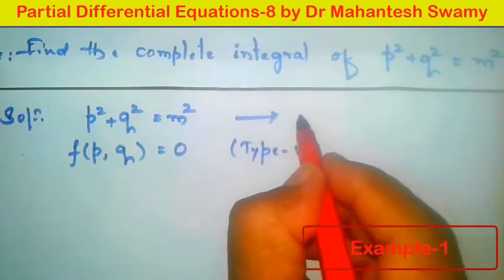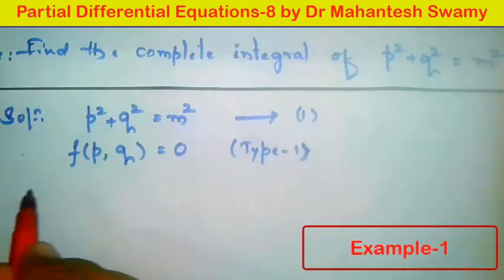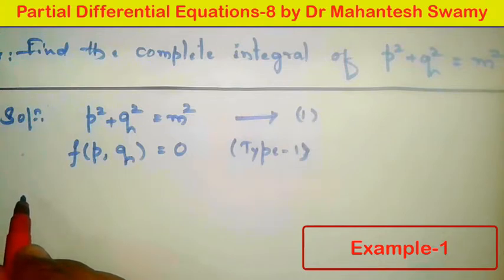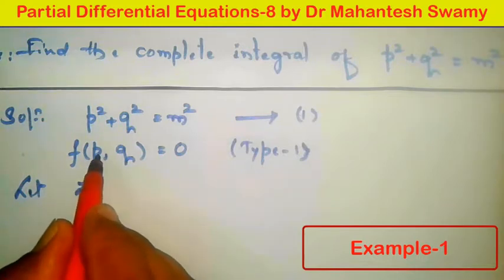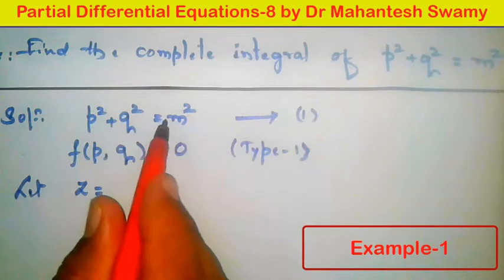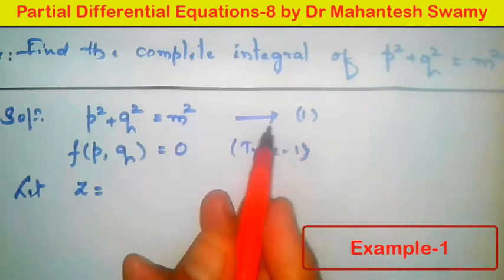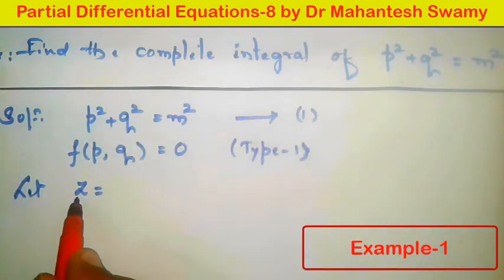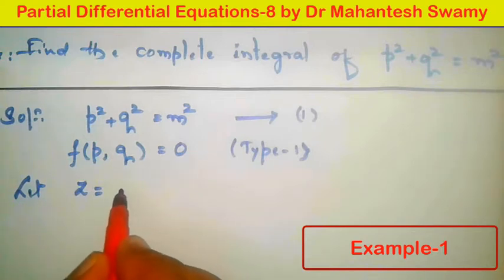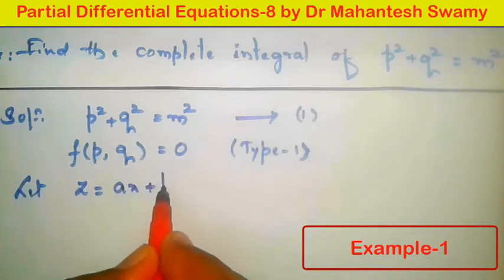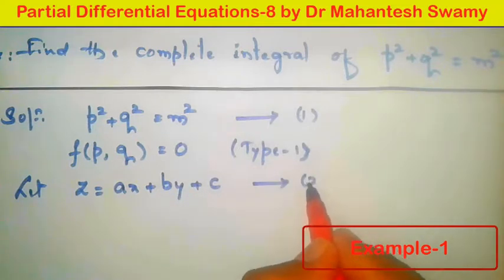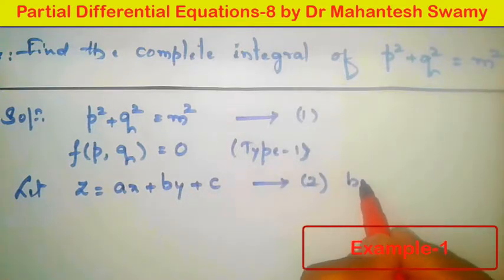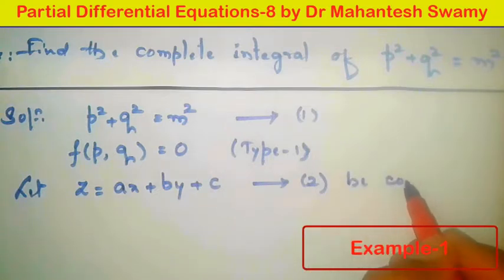Now let us call this PDE equation number 1, and as per our procedure we have to consider z equal to, definitely the unknown will be z. P is dou z by dou x, q is dou z by dou y, which is given here in the differential equation 1, and z is the unknown. Therefore z equal to ax plus by plus c, we consider as the required complete integral.